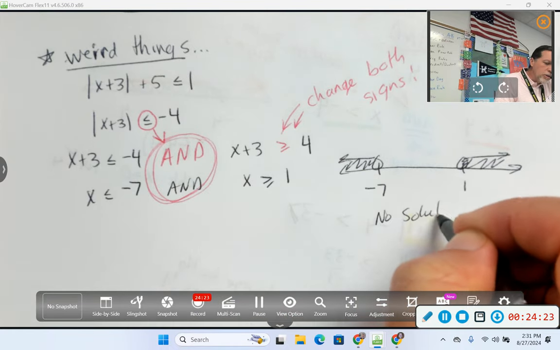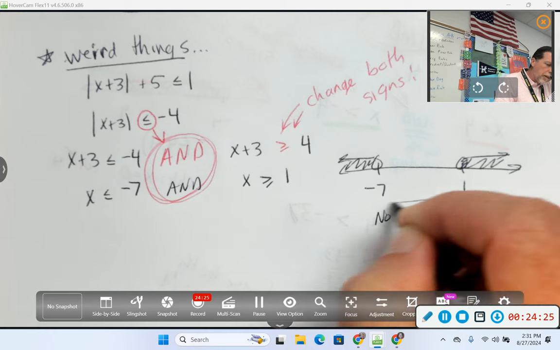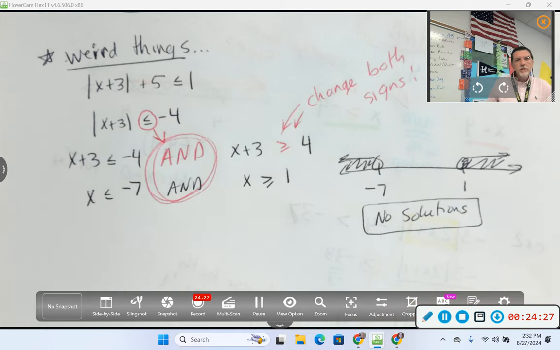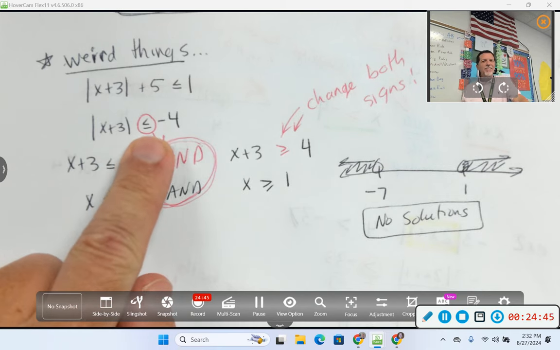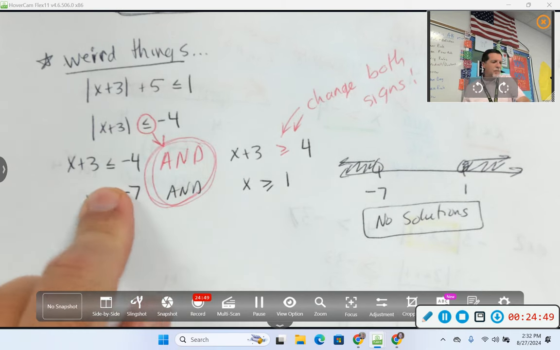So there's no solutions. There's no solutions because there's no overlap. Do you think you might have seen that somewhere prior to us, like somewhere in the middle of the problem? You might have recognized where something was going on, Joaquin? Well, it was negative on the absolute value. We had an absolute value less than a negative. Like, wait a minute, that's not possible.